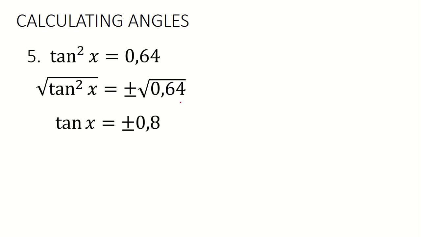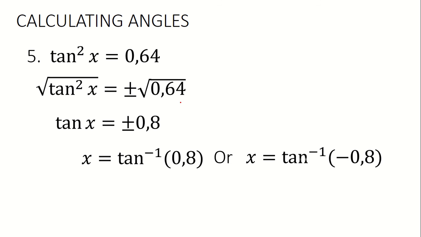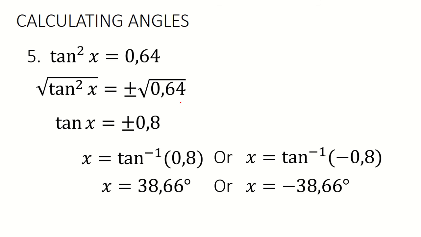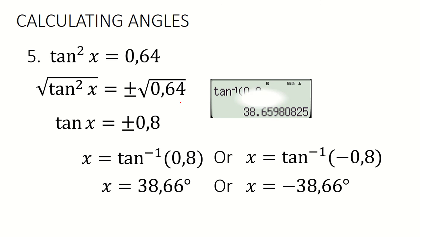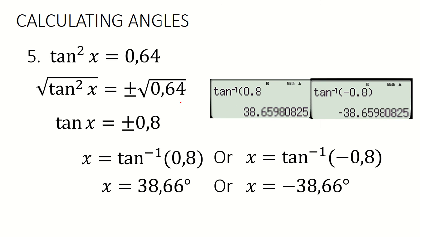So for me to solve for x here, I will simply find arctan of 0.8, as well as arctan of negative 0.8. Arctan of 0.8 will simply give you 38.66 degrees. Arctan of negative 0.8 will give you negative 38.66 degrees. And that's how I calculated the two values using my calculator.